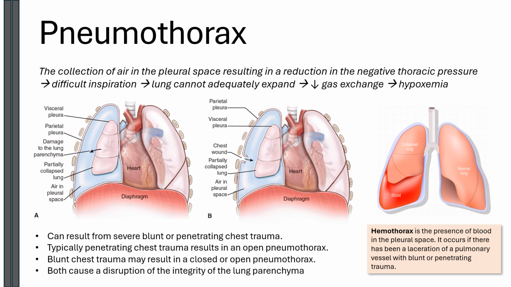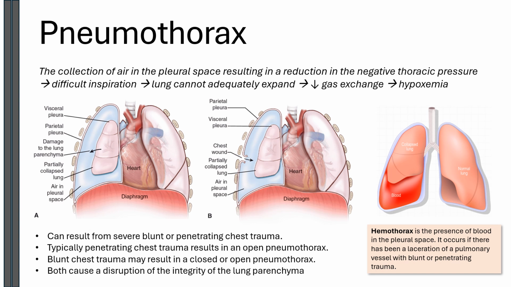So this, by definition, is a collection of air in the pleural space, resulting in a reduction in the negative thoracic pressure. Again, our lungs function on negative air pressure. So I gave the example of putting a piece of meat in plastic and then sucking out almost all the air. That helps our lungs to expand and deflate as they should.